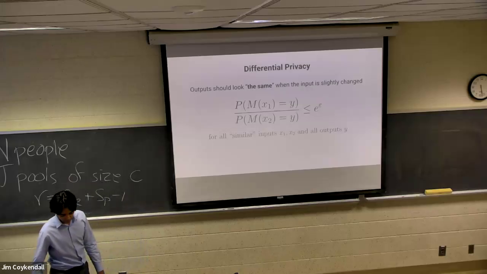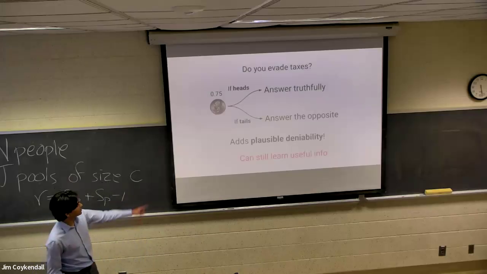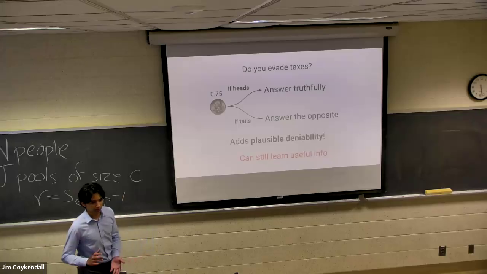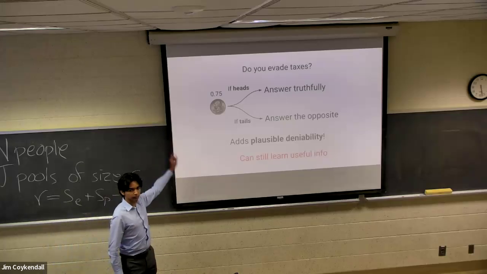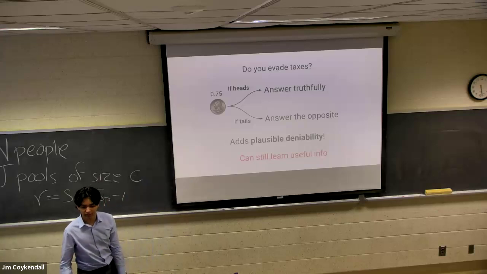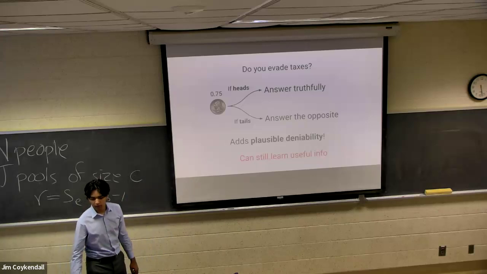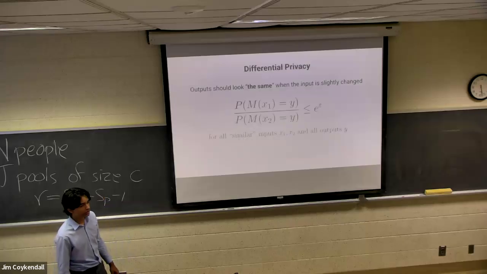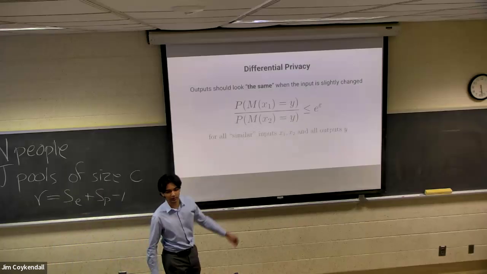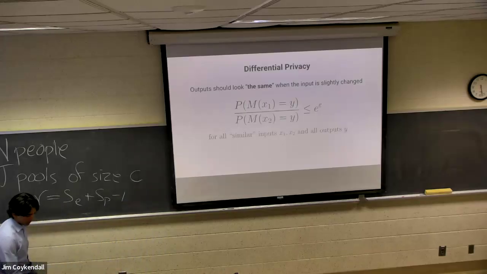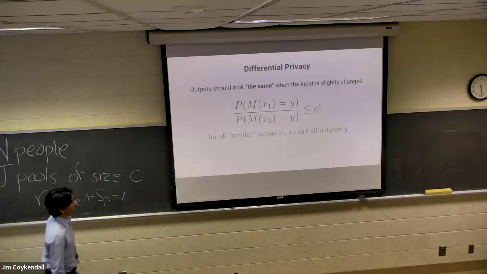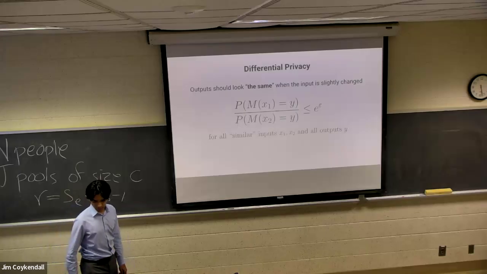So you can also think about it as the person's answers having a probability distribution. And given the true value of the person, whether the person evades taxes or doesn't evade taxes, the probability distribution should not change by more than a factor of e to the epsilon. Okay? So I had a slide on this, but it's gone. So let's work it out right now.